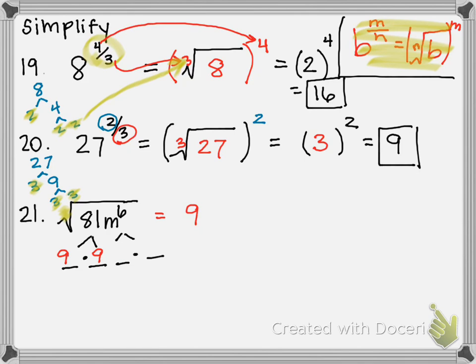What times itself gives you m to the 6th? You've got to know those exponent rules. m to the 6th can actually be split apart as m cubed times m cubed. And when I multiply like bases, those exponents should add. And 3 plus 3 would get me back to that exponent of 6. So the square root of 81m to the 6 is 9m cubed. I'll just put that all in one color. They're just all multiplying here, 9m cubed.